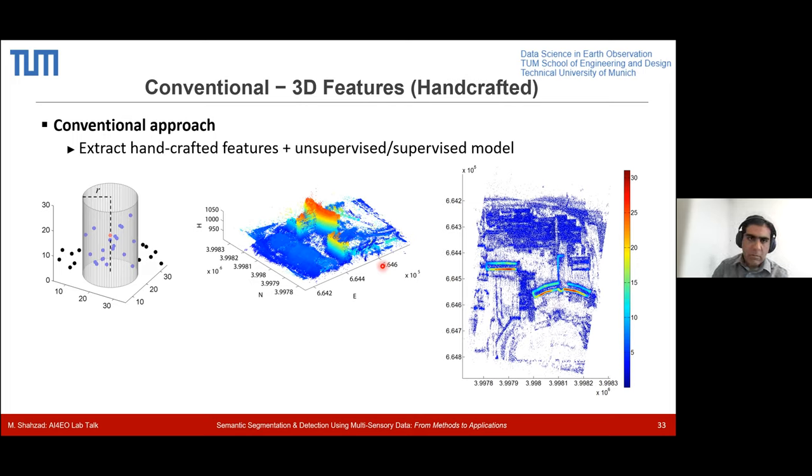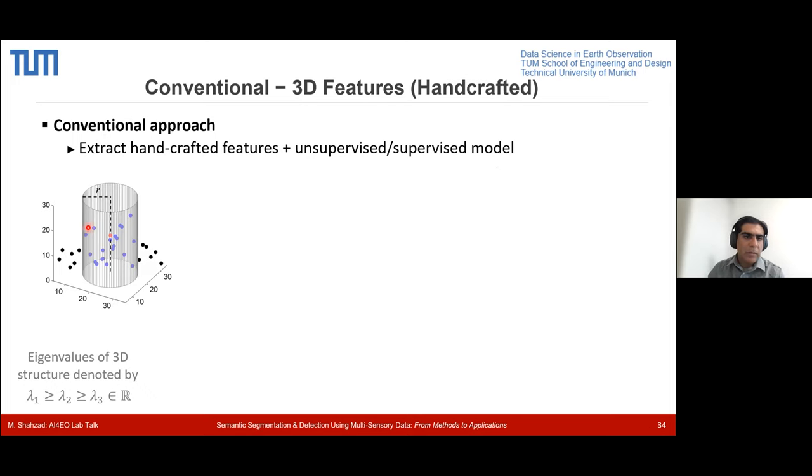What else could be useful, which many people use, is the 3D structure tensor, because the local neighborhood represents an underlying 3D structure. We compute the covariance matrix of this neighborhood relationship and compute its eigenvalues, basically doing an eigenvalue analysis. Lambda 1, lambda 2, lambda 3 denote the eigenvalues of this covariance matrix. We can use them to extract many important features pertaining to an individual point.